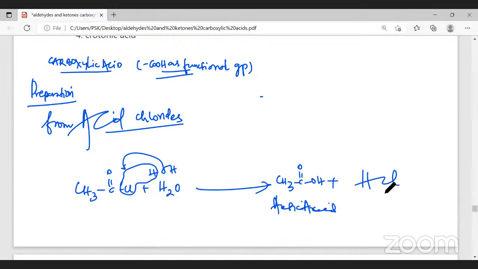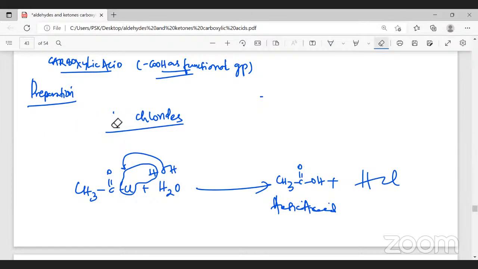Physical properties and chemical properties of carboxylic acid we will learn. Before that, we have one more method of preparing carboxylic acid. The last method, we will learn that, and then we'll stop for today.